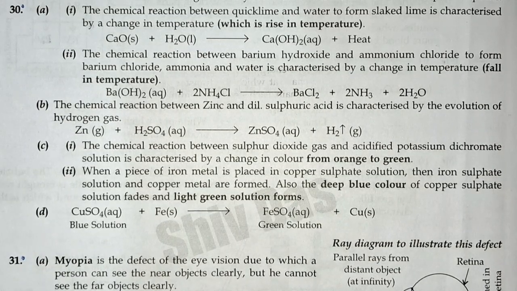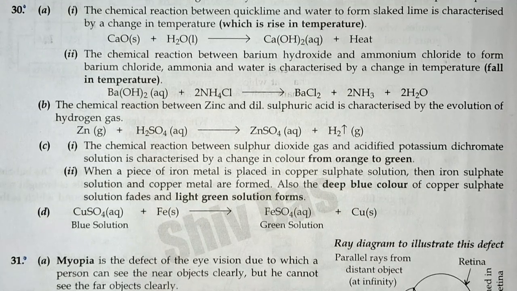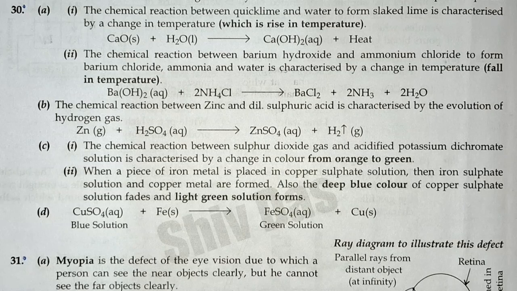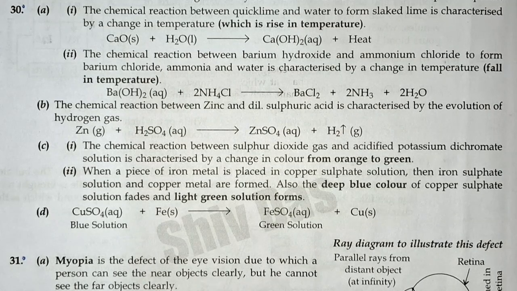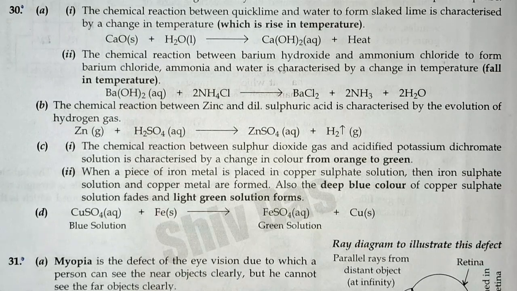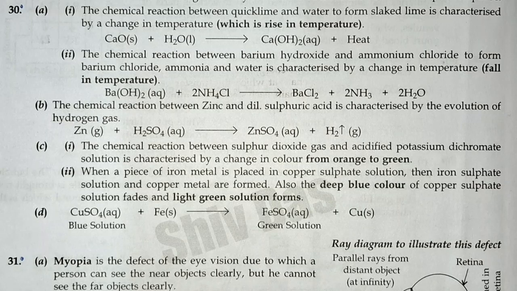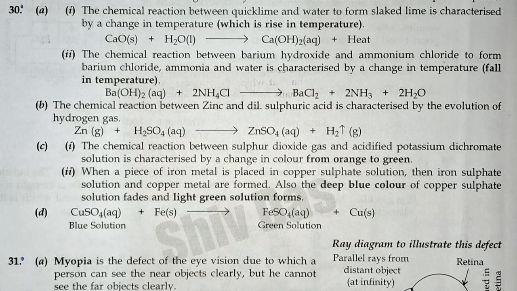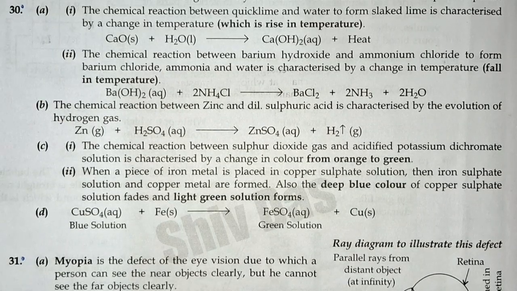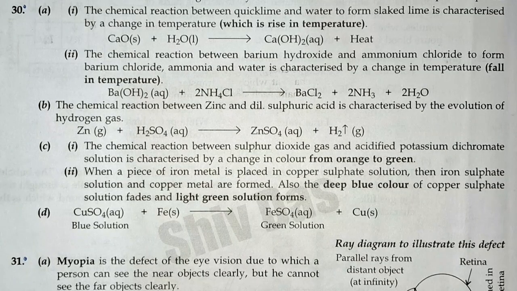Second, the chemical reaction between barium hydroxide and ammonium chloride to form barium chloride, ammonia, and water is characterized by a change in temperature, that is, fall in temperature. Barium hydroxide Ba(OH)2(aq) plus 2NH4Cl ammonium chloride gives BaCl2 barium chloride plus 2NH3 ammonia plus 2H2O water.